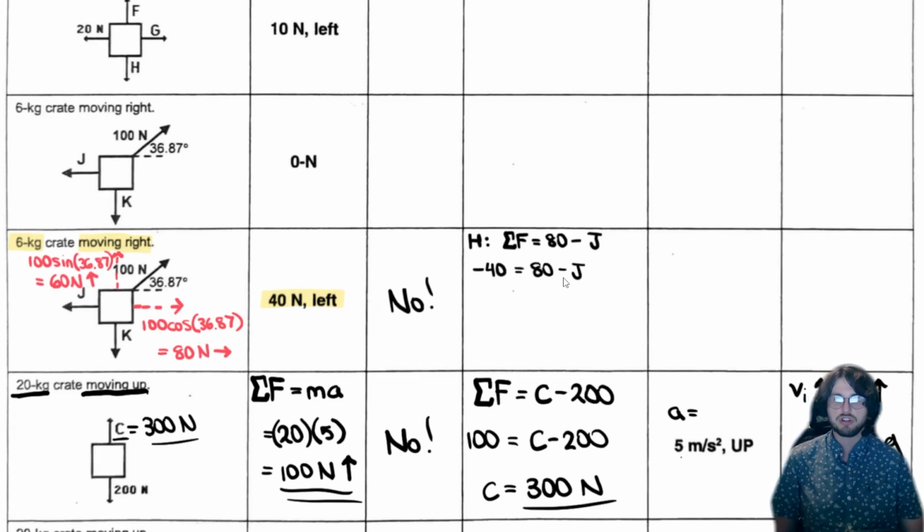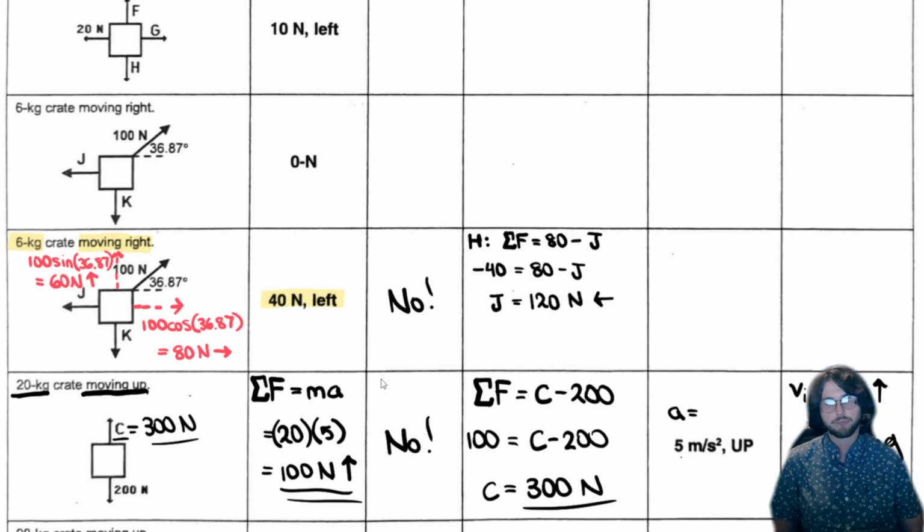And so in order to solve for J here, we can move this J over to the other side and then add 40 to this 80. And so we should find that J is going to equal about 120 newtons to the left. And that makes sense because if we were to add or subtract 80 from 120, we should get a leftward 40 Newton force. Oh, and I guess I should add my units there. Don't forget those. All right.